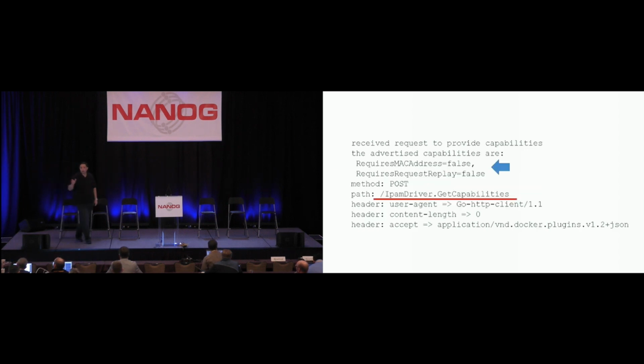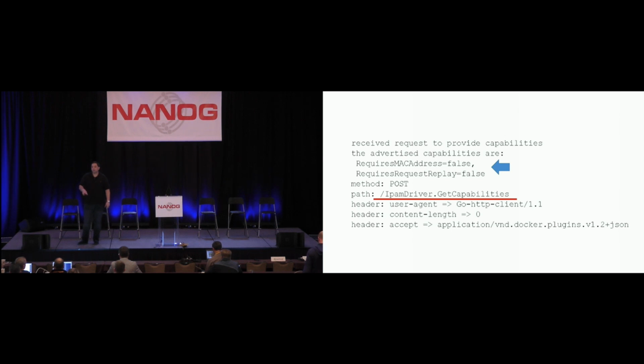Then there will be a call to IPAM driver get capabilities. That call instructs the plugin to provide two instructions. One is whether the plugin requires Docker to generate a MAC address for the container. Otherwise, what you want to do is, I don't want Docker to provide me a MAC address. I want to create my MAC address myself.